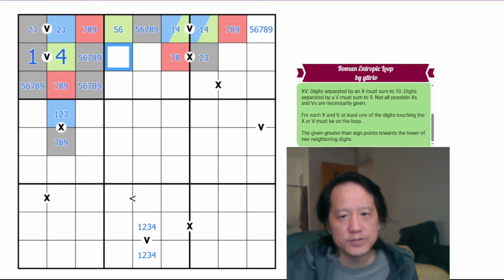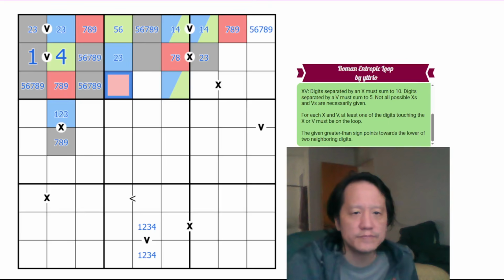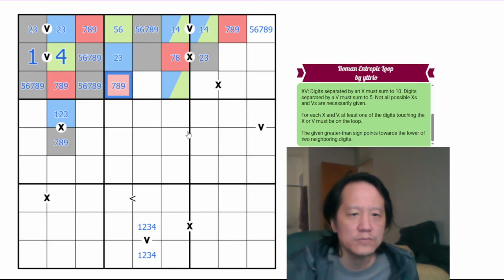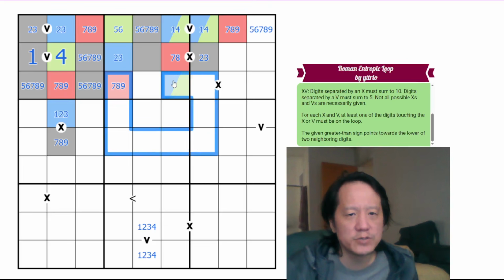So this must go this way, which means this is low. So this is 2 or 3. It cannot connect this way. So this has to go this way, which means this is blue or green. This has to go this way, which means it's red. It cannot connect to, well, technically it could do something like that.